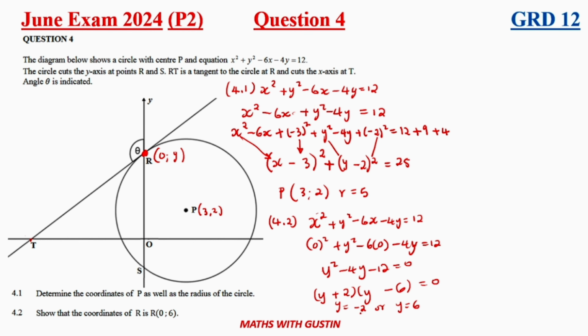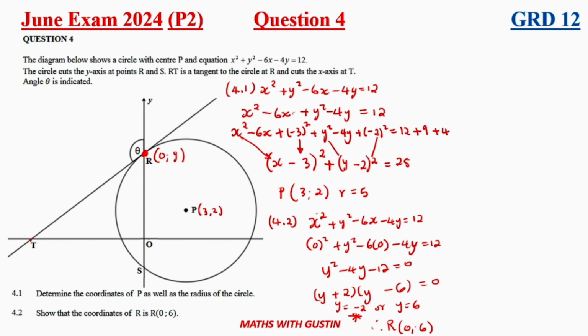So it's definitely not negative 2, because negative 2 is somewhere here. What we're looking for, y must be positive. Therefore, the coordinates of R will be (0; 6). Right. There you go. So that's how you would deal with that one, ladies and gentlemen.